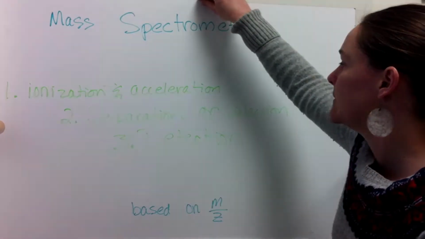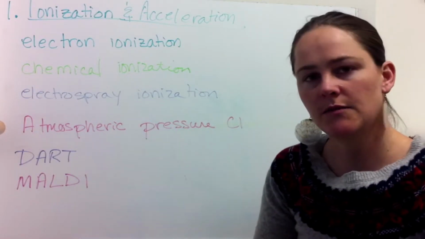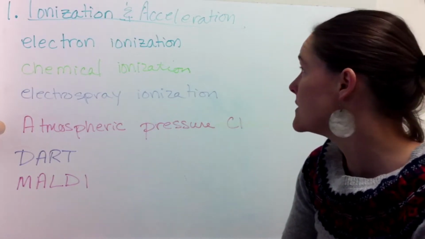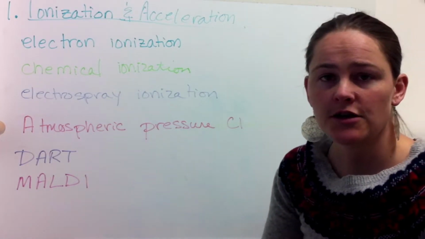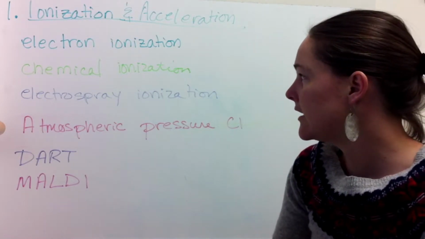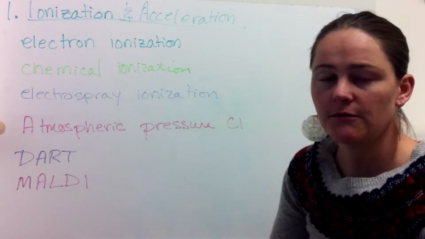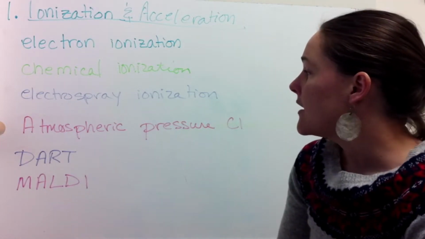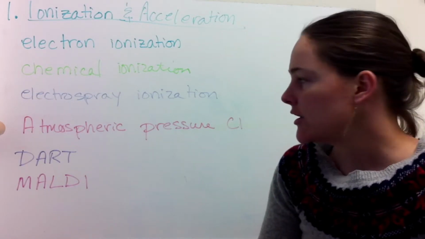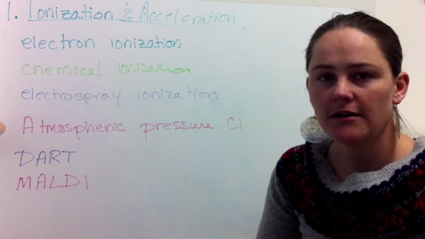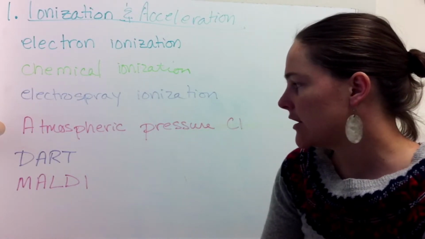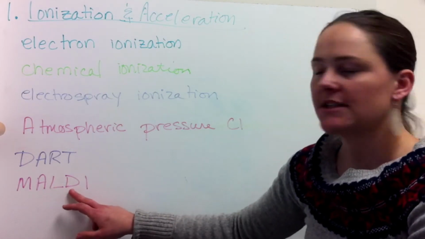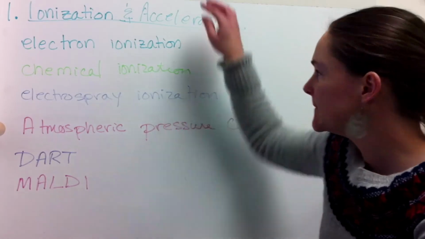So whatever the mass of the molecule is, your molecular ion would be that mass divided by 2 according to the mass spec results. Okay, so let's look in a little bit more detail at the ionization methods. There's a whole slew of ionization methods that you can use. The first one is electron ionization, and we're going to talk about that one a little bit more in detail. Same thing with chemical ionization, where it's very similar, but you use a reagent gas. Also electrospray ionization, atmospheric pressure chemical ionization. You can have DART and MALDI, which stands for matrix assisted laser desorption and ionization, so MALDI.